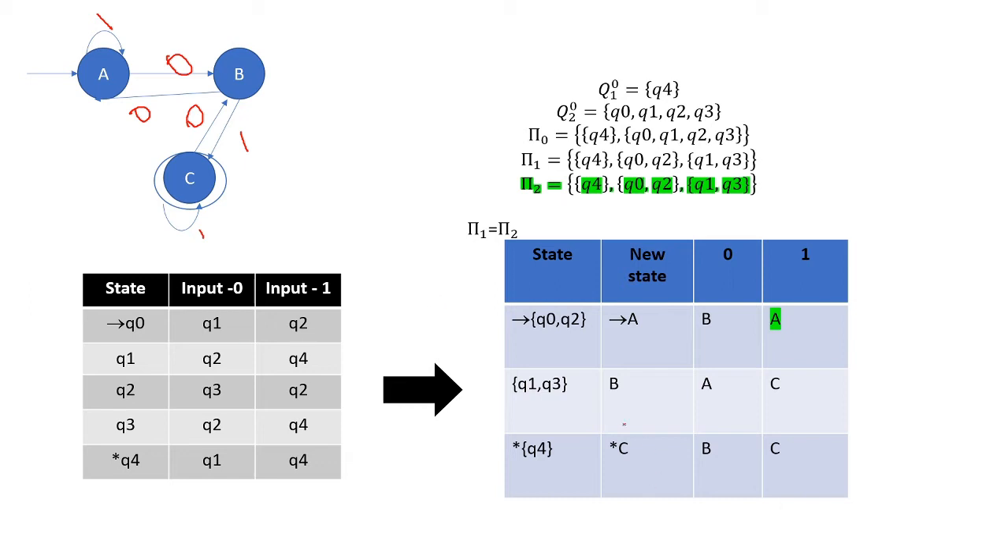Even when I am combining Q1 and Q3, I am not writing Q2. The combined one is Q0, so I am writing only Q0. In this way we can minimize the DFA.